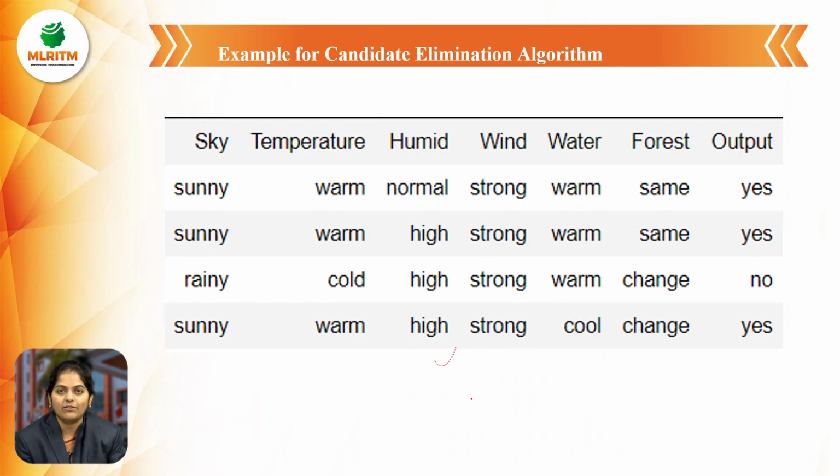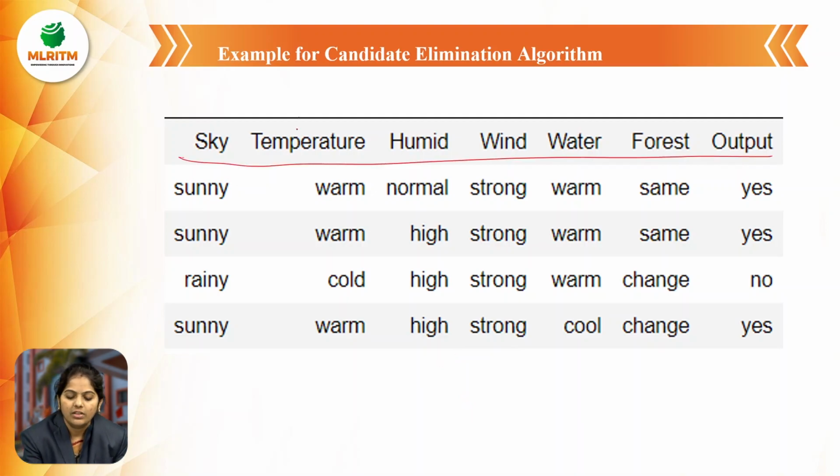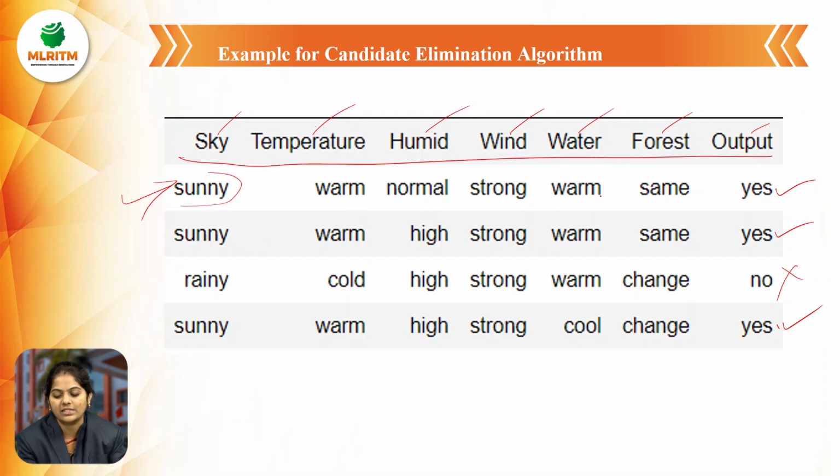So this is the example taken for the candidate elimination algorithm. Again, these are the list of attributes here: sky, temperature, humidity, wind, water, forecast, and output. This is the positive example, and this is the negative example. For the candidate elimination algorithm, we'll consider both kinds of examples. For example 1, we have taken sky as sunny, temperature as warm, humidity as normal, wind as strong, water as warm, forecast as same, and the final output will be yes. This is how we took 4 examples.